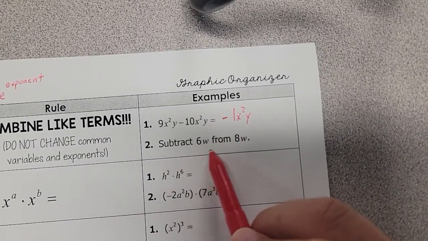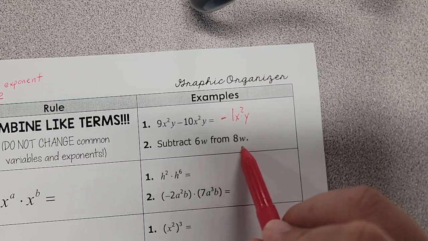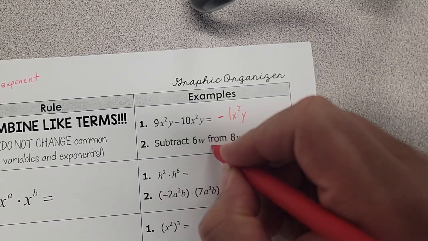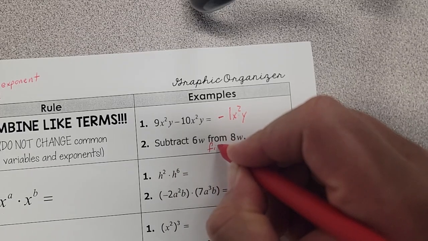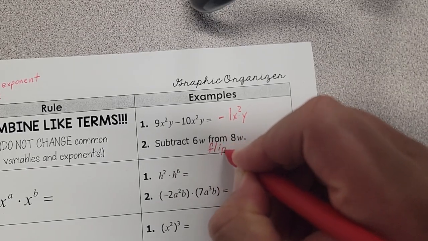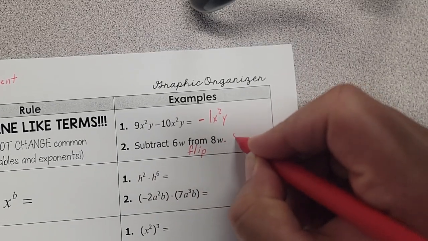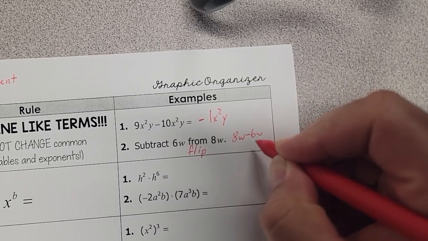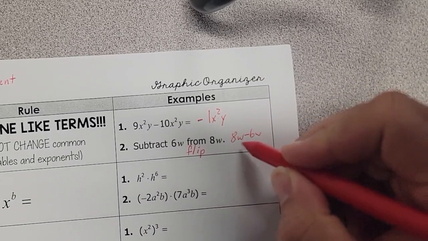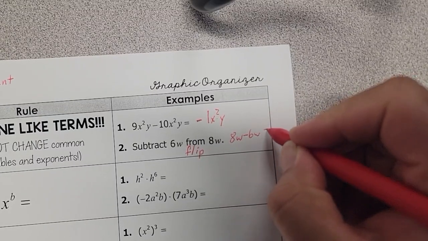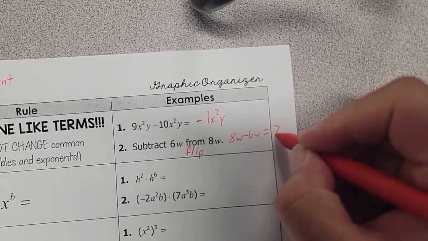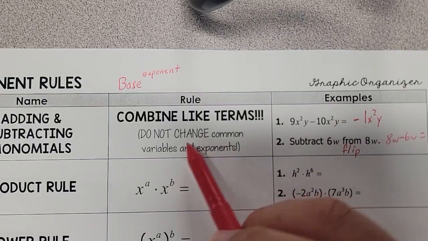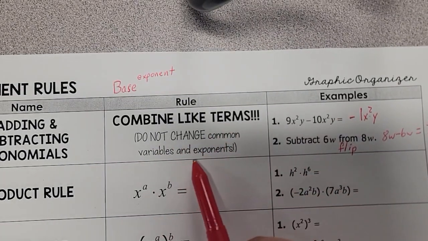Subtract 6w from 8w. So if I'm taking something from, it's kind of like a little flip. So let's put like a flip, because the 8w is going to go first, and then you're going to subtract 6w's from there. So if I have 8w's and I take away 6w's, I'm left with 2w's. So this is just basic combining like terms. Do not change common variables and exponents, right?